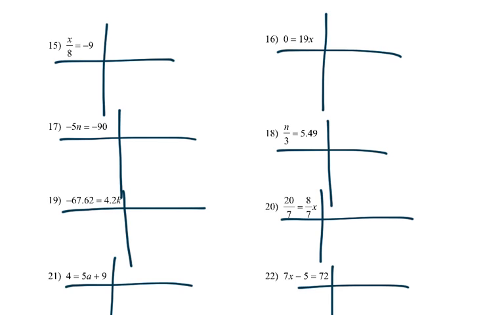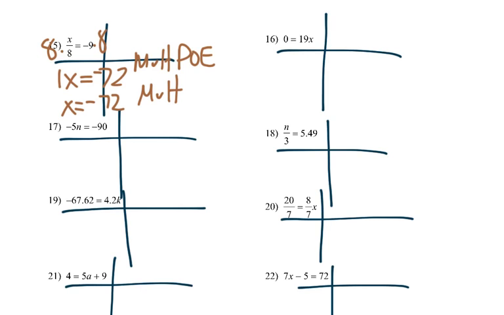Okay, so x divided by 8, we times both sides by 8, giving me 1x equals negative 72, using the multiplication property of equality. Then we drop the 1, using that multiplicative identity. And remember, the whole reason we're doing all this, because it seems super repetitive, is just getting us to understand why we can do these steps when we're solving, and understanding that.